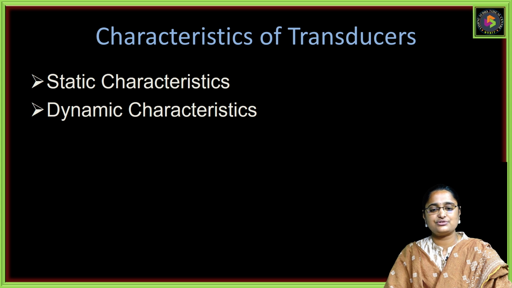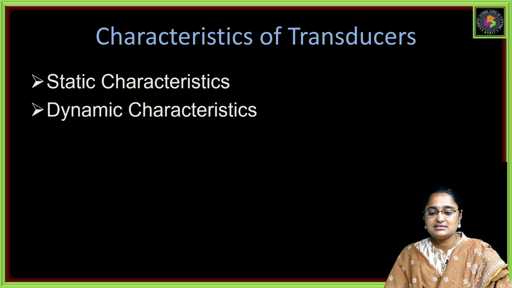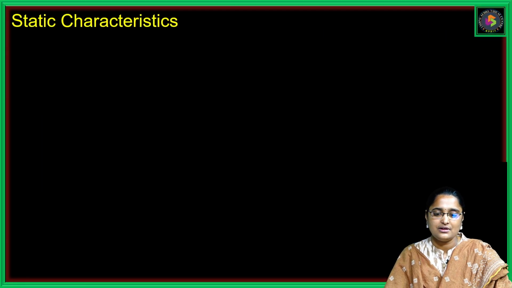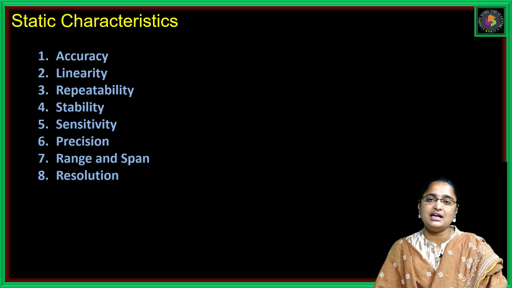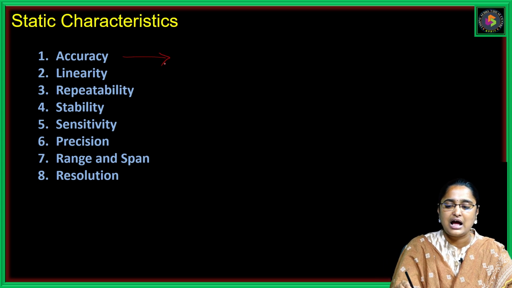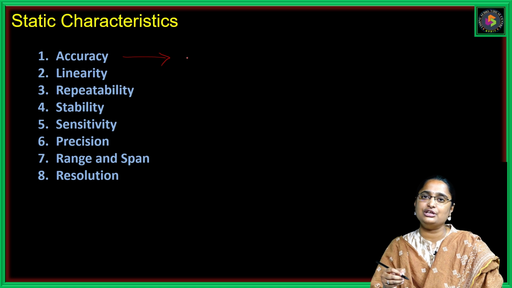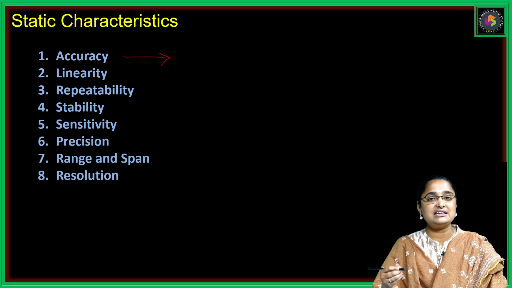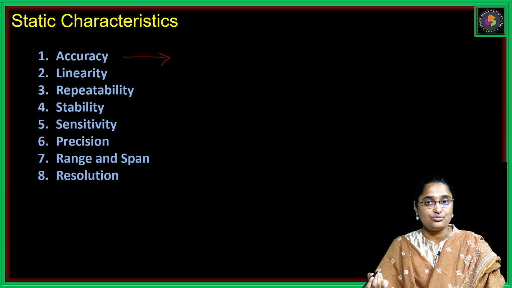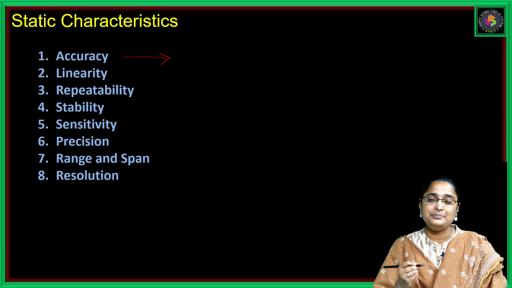So now we'll see the characteristics of these transducers. We have static characteristics and also dynamic characteristics. Static characteristics do not change with time, or they are stable during the operation, and dynamic characteristics are vulnerable to change with time. So among static characteristics, we have accuracy. Accuracy is how close your measured value is to the true value. True value is the expected outcome from the transducer, and measured value is what you get when you use that transducer.